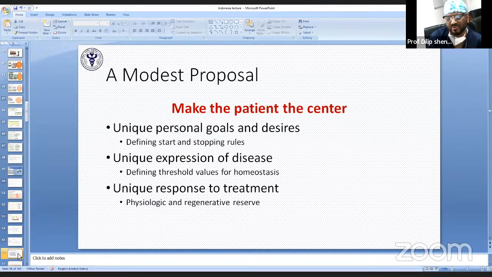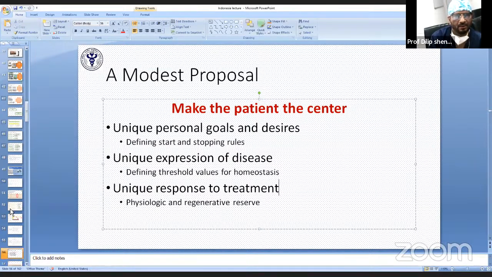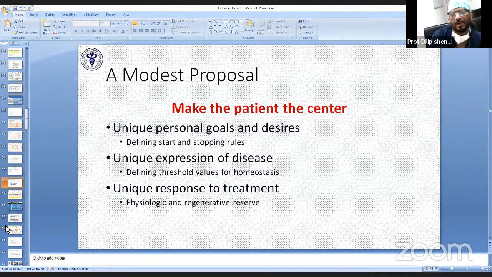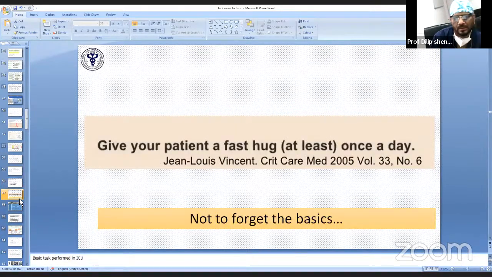So a modest proposal is to make the patient the center. Unique personal goals and desires, defining start and stopping the treatment. Unique expression of a disease, defining values for the person. Unique response to treatment. Give your patient a fast hug at least once a day.